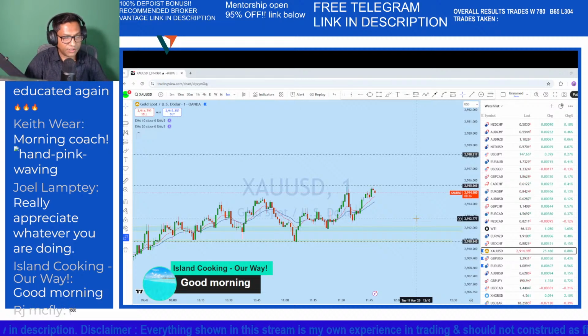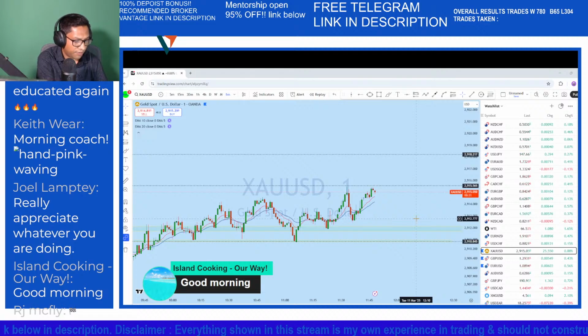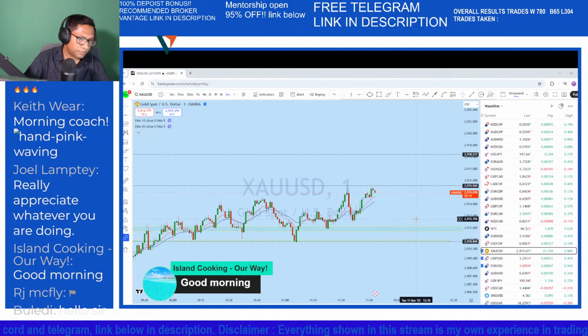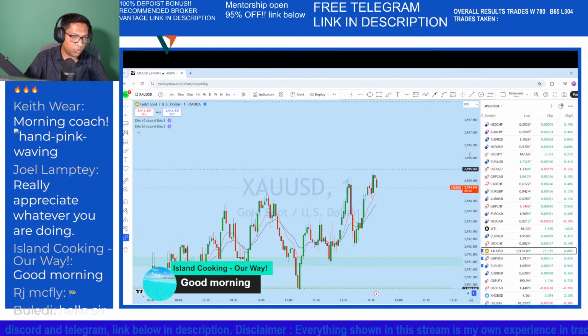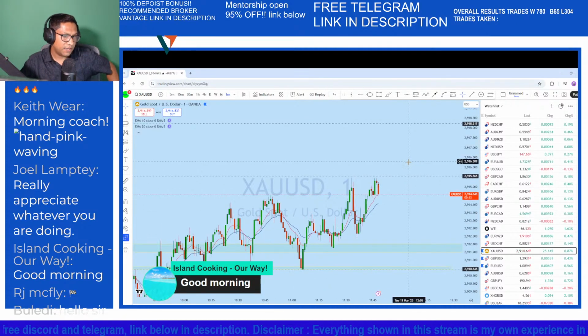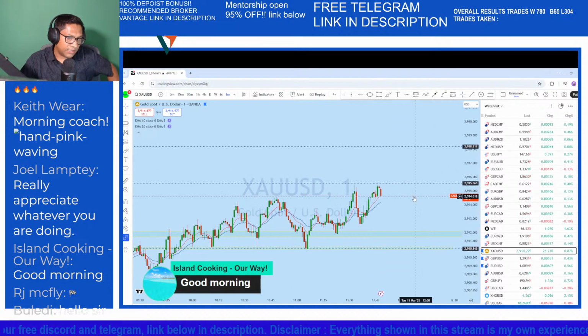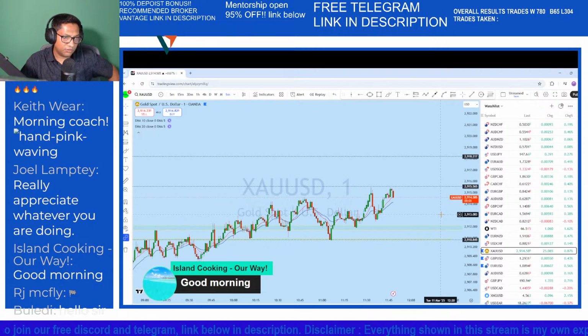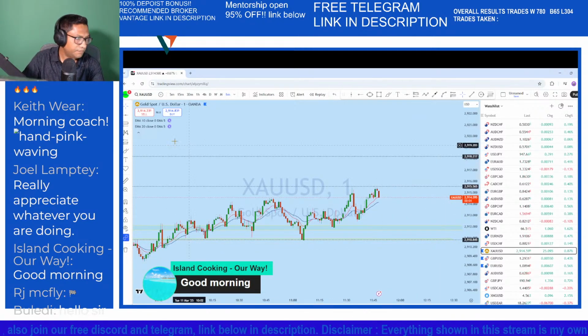A high probability setup is the most important part here for us, to look at a market that is showing a high probability setup. It is very essential that we look for a market that has a high probability setup, and that's why we will be waiting for that entry opportunity.